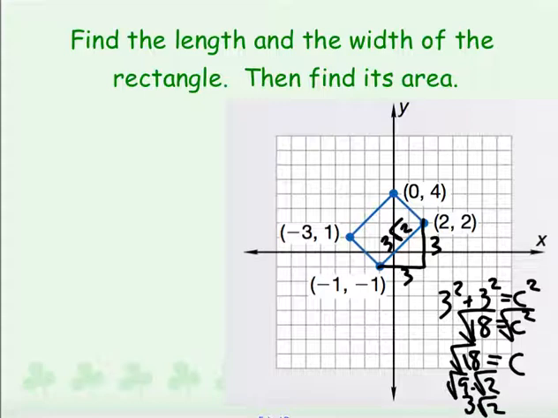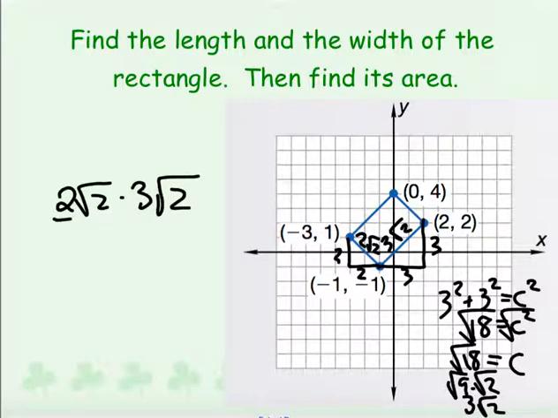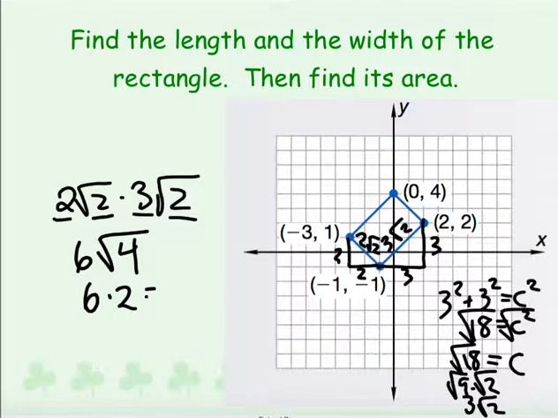And then the other side, we have another triangle here that's 2 by 2, so this side must be 2 root 2. Now for finding the area, we have to do length times width, so 2 root 2 times 3 root 2. So 2 times 3 is 6. The radicals times itself is root 4, so we have 6 times 2, or 12 units squared. All right, let's try another one.